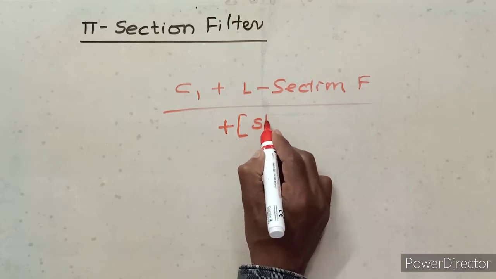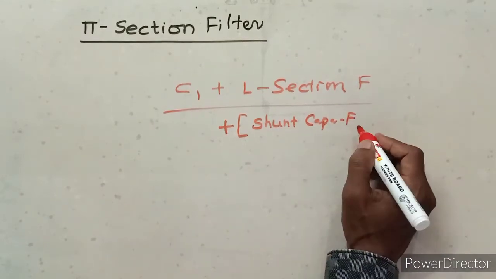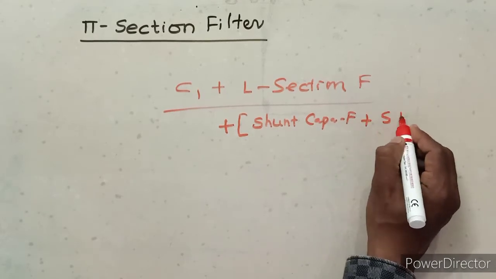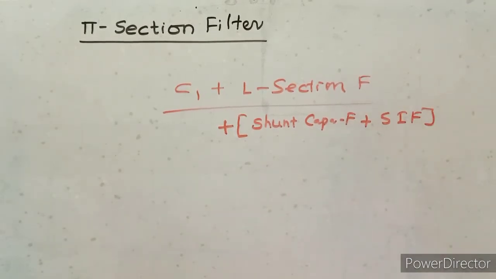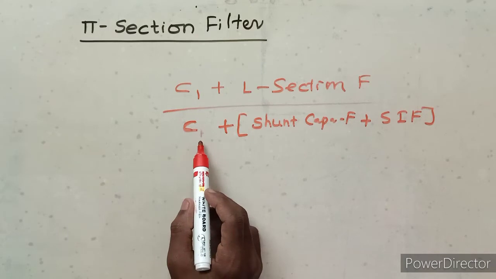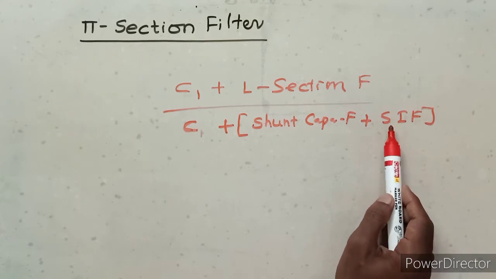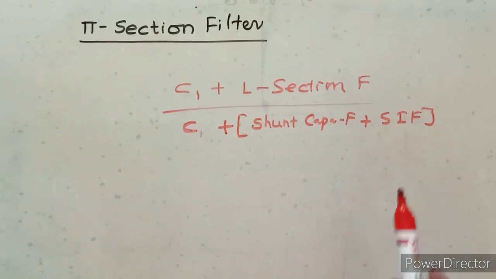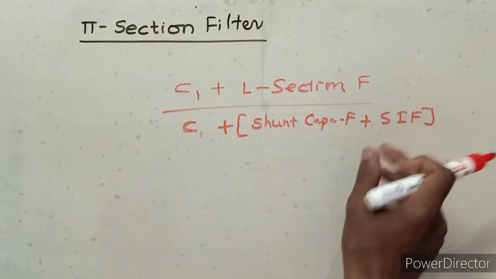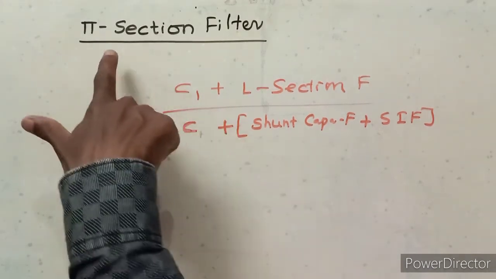The L-section filter is the shunt capacitor filter plus series inductor filter. So totally, the pi-section filter is the combination of one input capacitor and a shunt capacitor filter plus a series inductor filter. The series inductor filter is the choke filter, the choke input filter. This combination is called the pi-section filter.